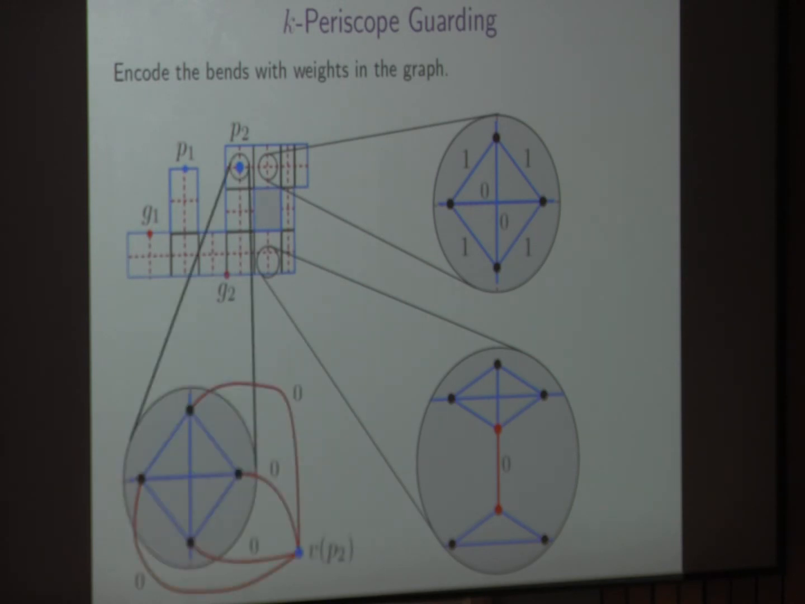And at the end, for each point or guard, I introduce again a new vertex. So for P2, I'm introducing a new vertex VP2, and I connect it to all the vertices of its corresponding K4, and the weight of those edges is 0, so they don't have any weights. Okay? And the problem again is the same. You're solving some kind of reachability, but here it is a weighted reachability.